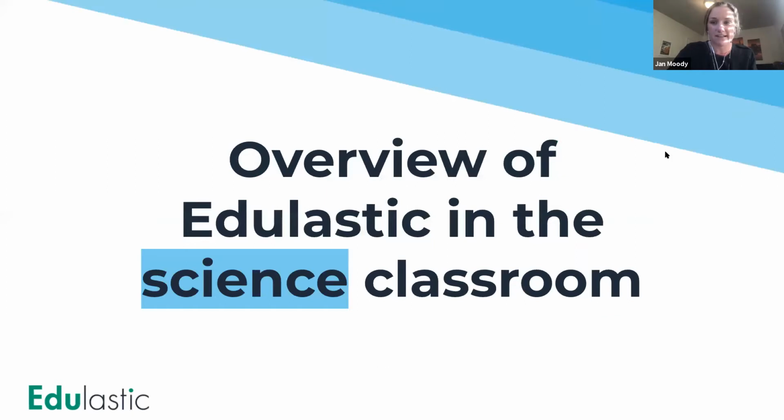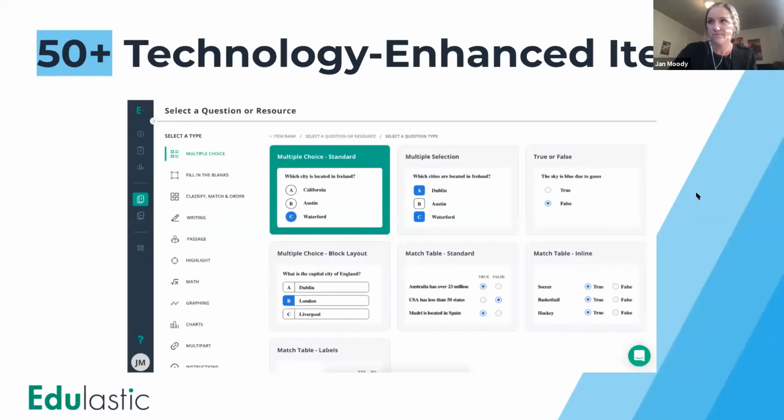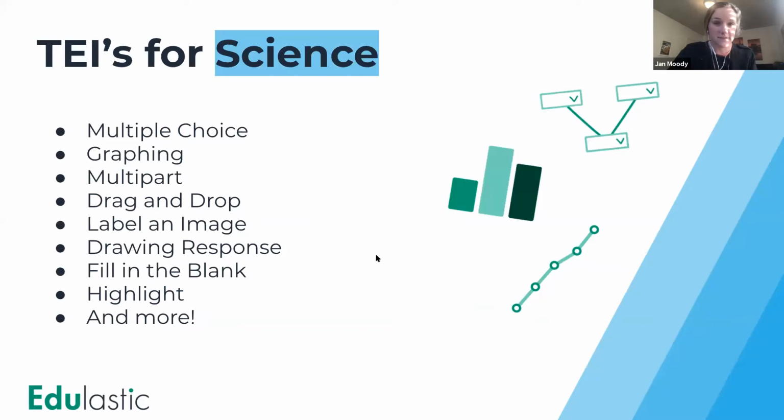Before I pass it off to our panelists, I'm just going to give a quick overview of Edulastic in the science classroom. So in Edulastic, there are over 50 different technology enhanced items, everything from multiple choice to multiple selection to some really cool graphing and math questions that can also be used in the science classroom. Some specific question types that work really great for science are multiple choice, graphing, multi-part. With this, you can combine several different question types into one question. Drag and drop, label an image, drawing response, fill in the blank is really cool, highlight, and more.